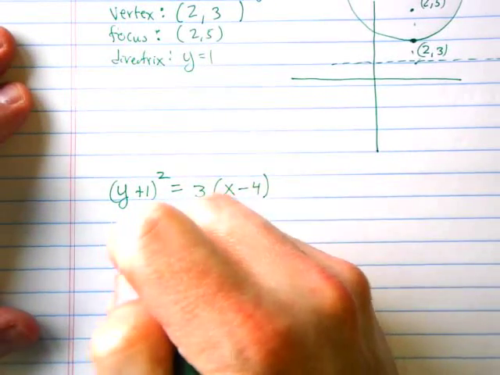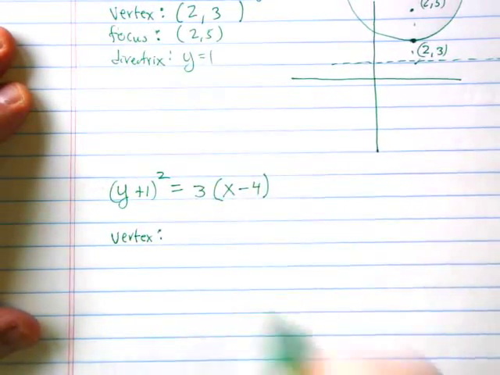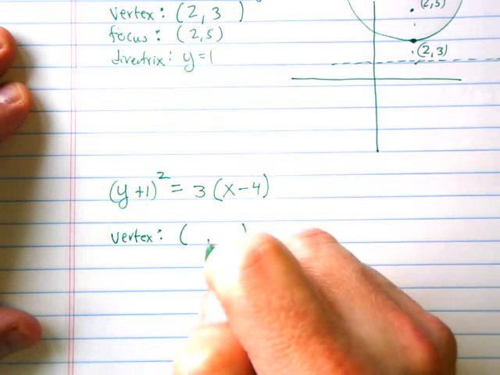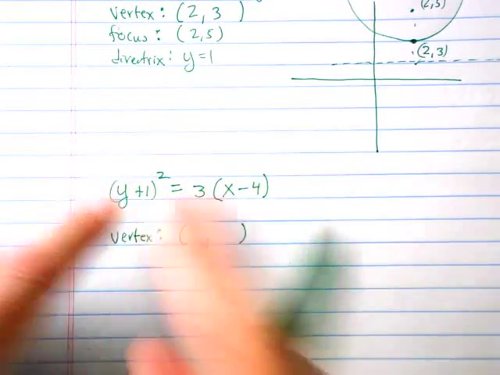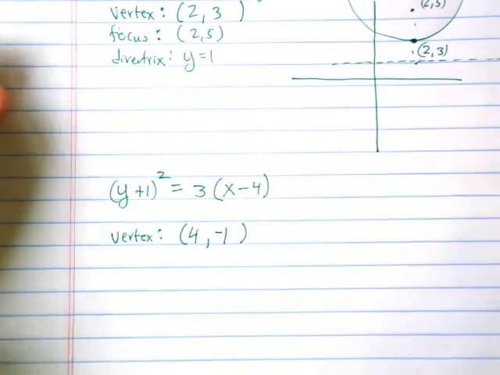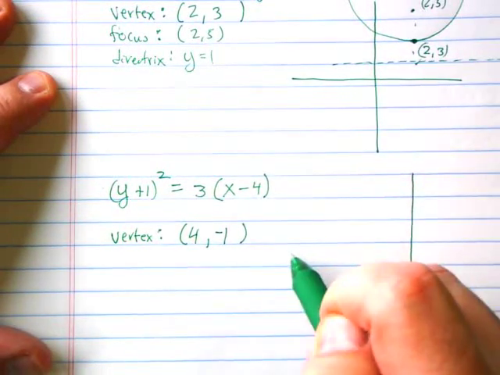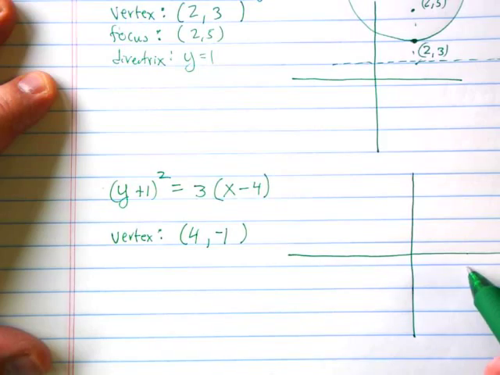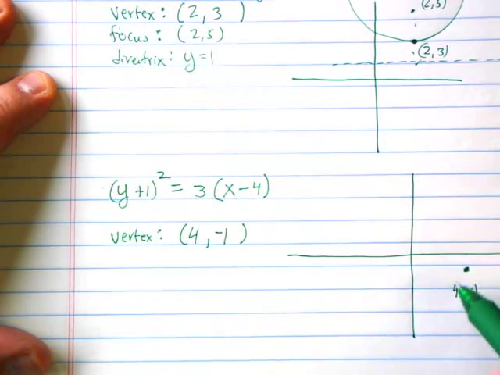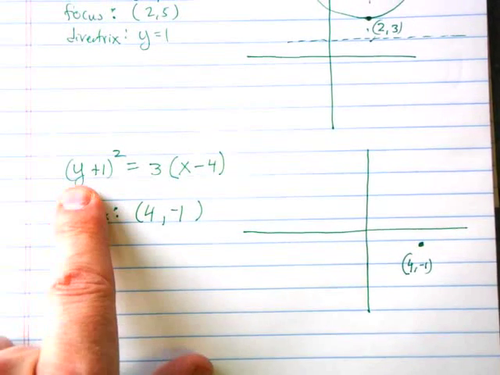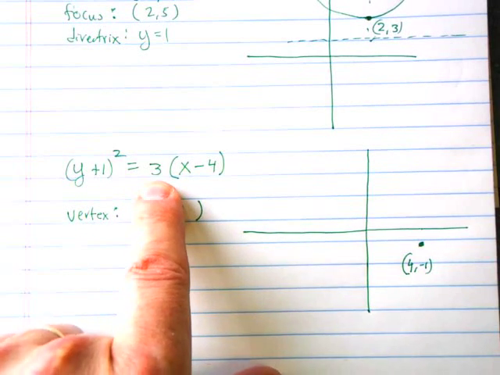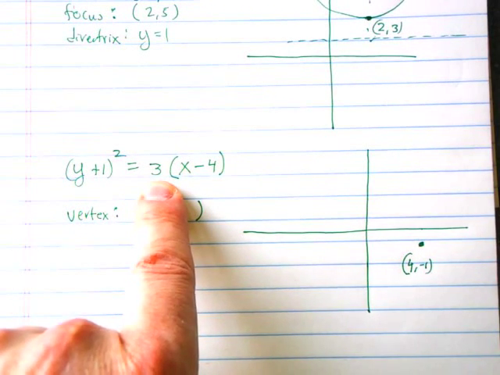Okay, where's the vertex? Close. Not negative 1, 4. It's 4, negative 1. The x's still come first and the y's still come second. So it's at 4, negative 1, right about here. Left, right, up or down? Right, correct. It has y squared, which tells you left or right. And when this number is positive, it's right. If this number were negative, it would be left.